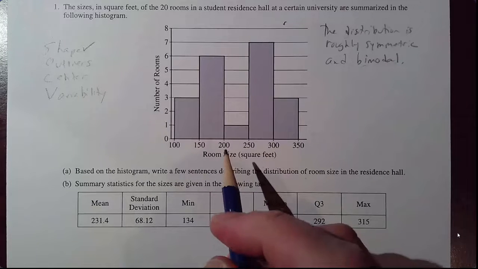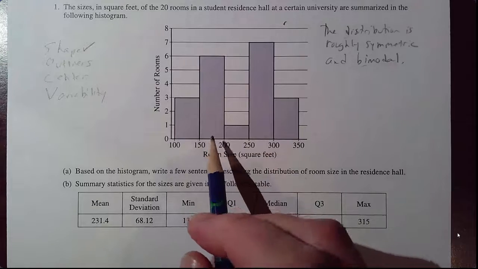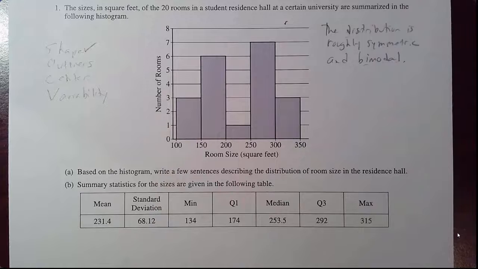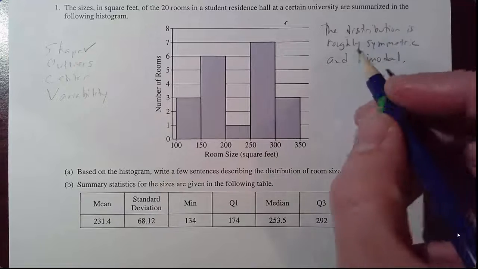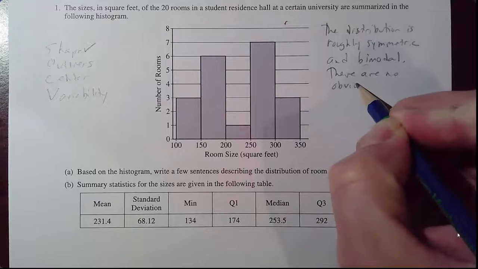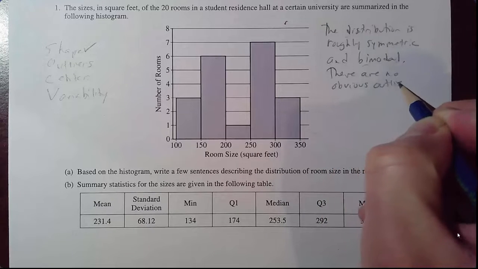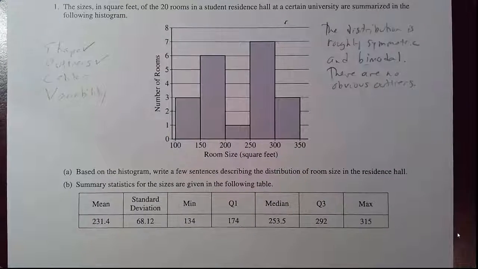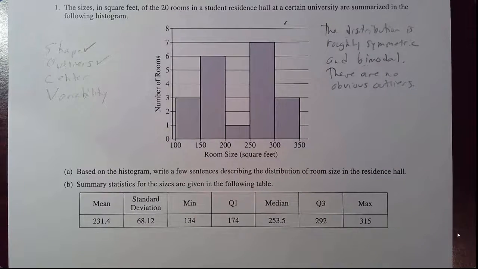It doesn't appear to have any outliers because everything, even on the ends, is clumped in with the rest of the data. I'm going to say there are no obvious outliers. Done. The center of the graph. Now we can use mean, we can use median. In this case, since it's symmetric, those 2 things will be pretty much the same.